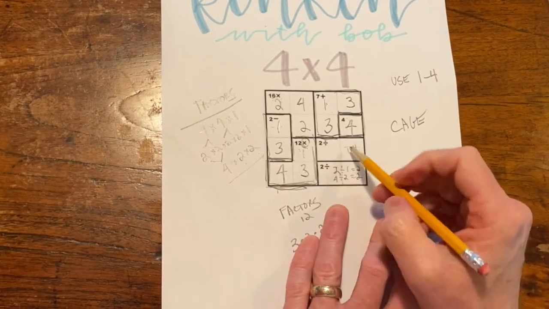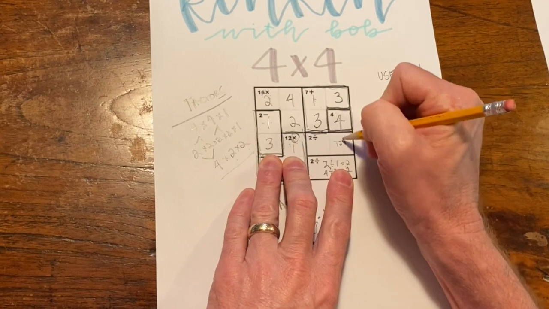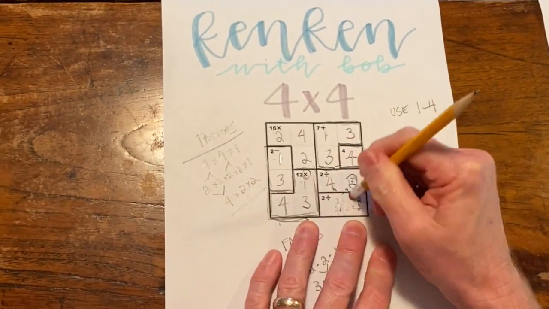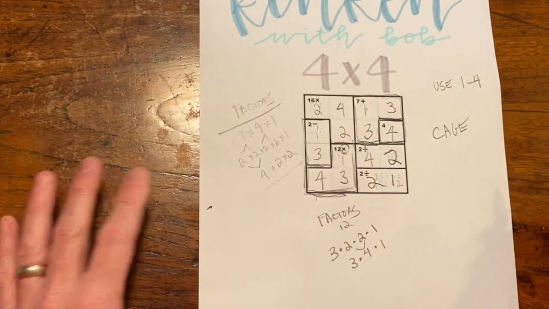Now we know we have 1, 2, and 4 here. We only have 2 and 4 in this row. 4 can't go here, so we get a 2, a 4, and a 1, and a 2. And then you're done.